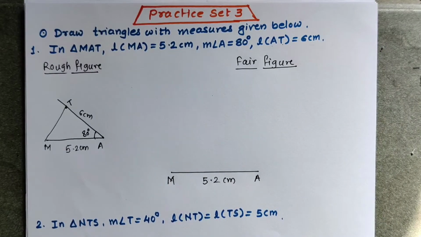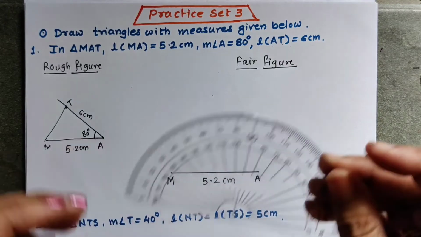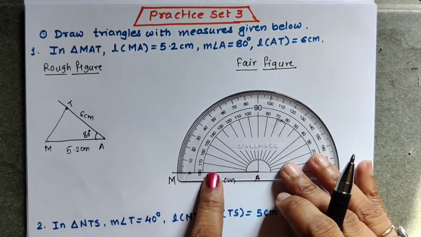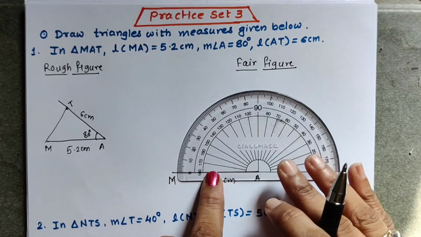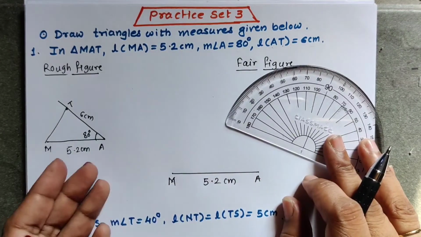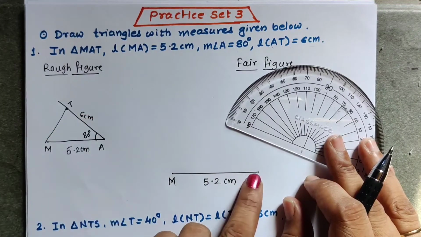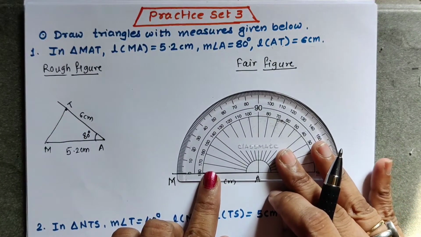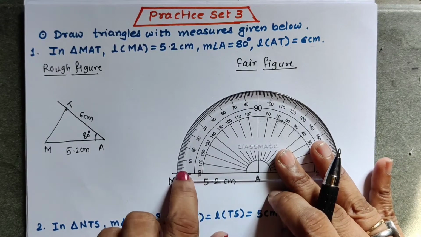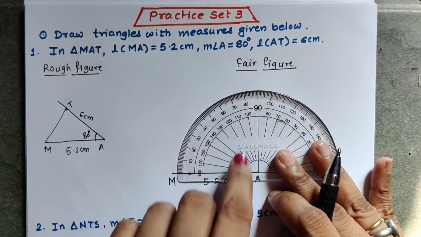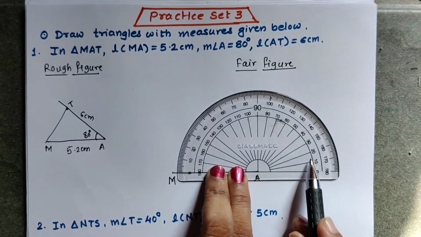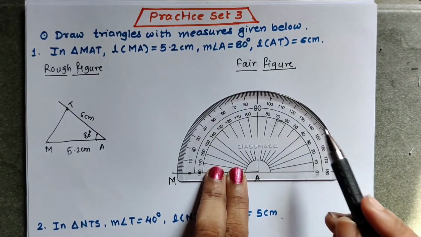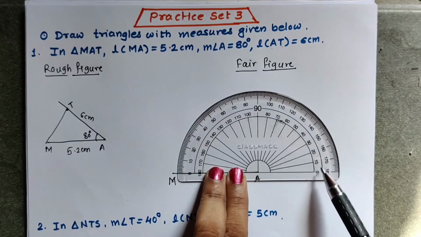Now we have to draw a ray at 80 degrees. So for that we will require this protractor. Keep the protractor properly on point A. Now as you all can see, our segment is on the left hand side of point A. So we will start counting from the 0 of left hand side. We are not going to count from this 0 because on right hand side nothing is there. So that will be wrong.